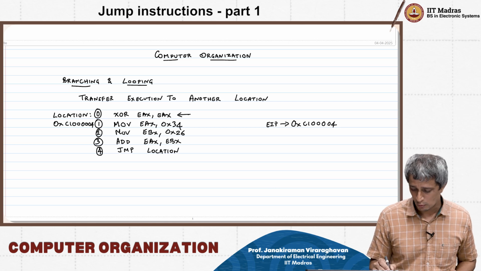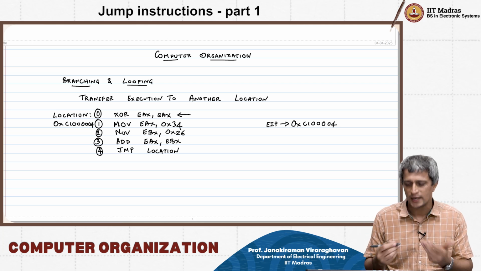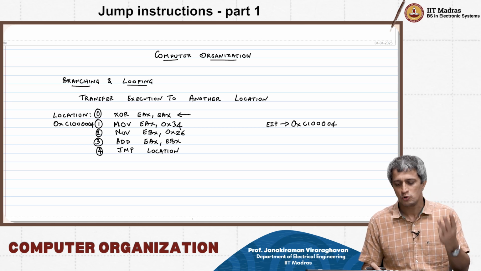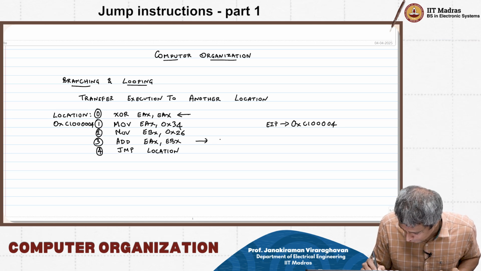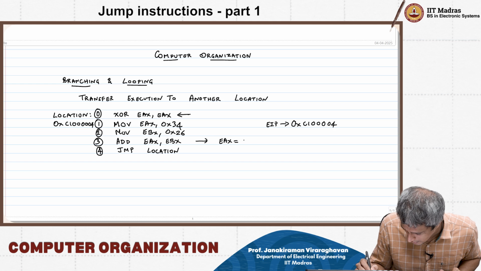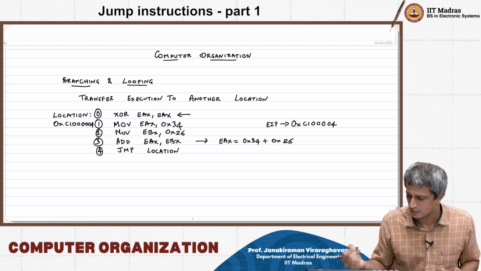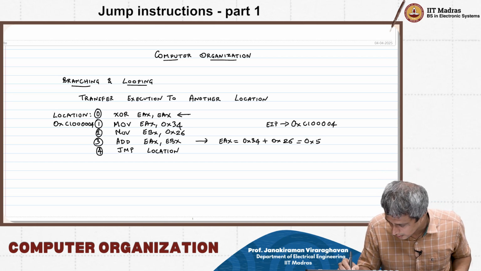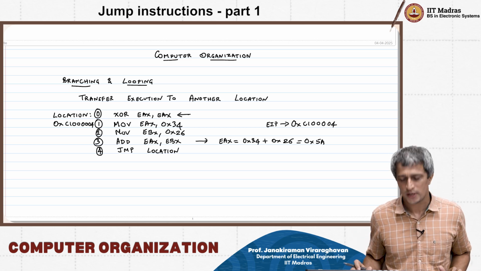Okay. So what you would now do is bring the move EAX, 0x34. So EAX will get 0x34. EBX will then get 0x26. Then you add EAX and EBX and the result gets stored. So at this point, effectively EAX will get 0x34 plus 0x26. So this will be what? 0x5a, right? This is exactly what the result will be in EAX after the execution of this.